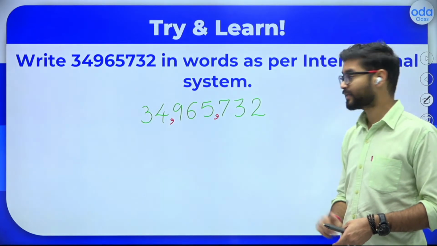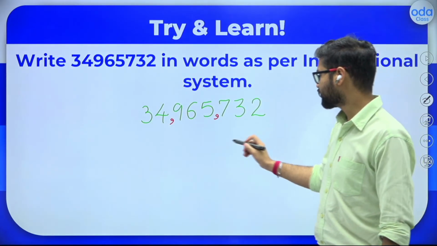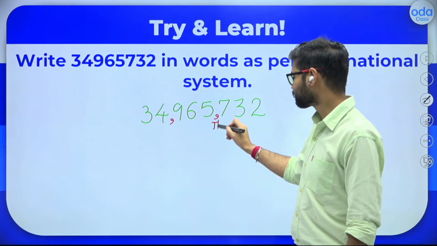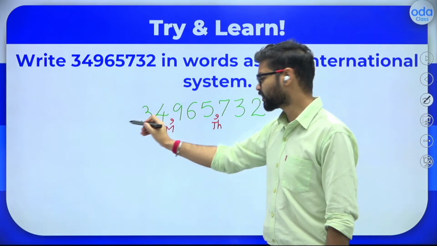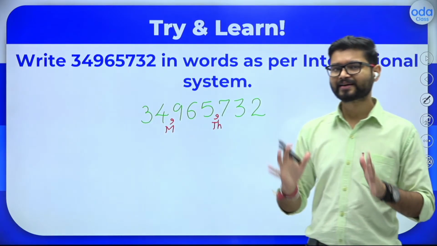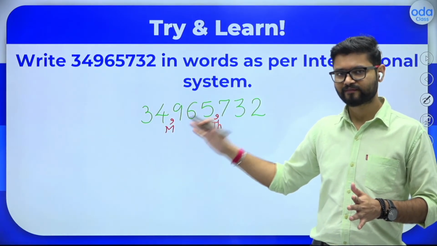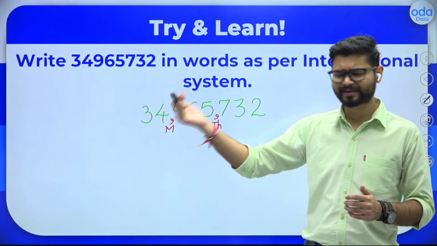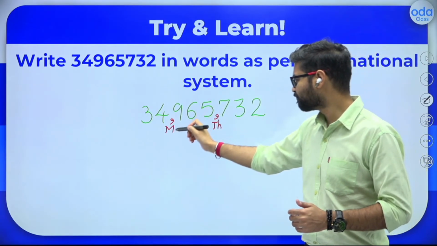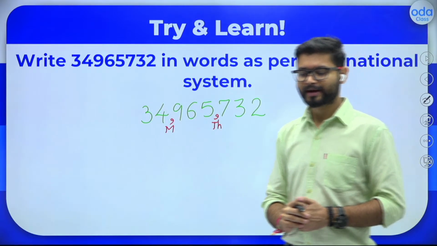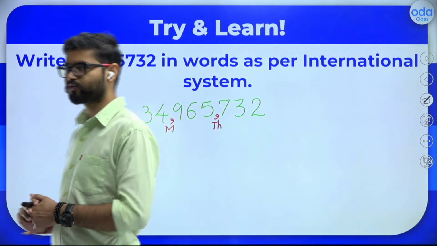But in the international system, the three stages are thousand, same as Indian, then million, and the third one is billion. Let's understand till billion only. We can go beyond billion also, but as of now, there is no requirement. Now, how can we write it?